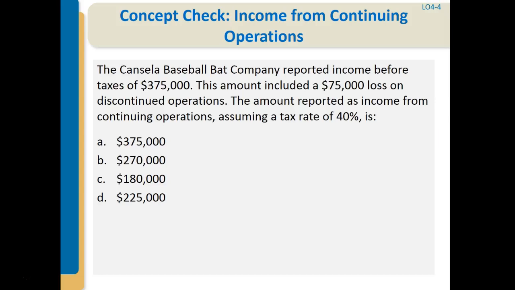Let's take another question here. The Kinsella Baseball Bat Company reported income before taxes of $375,000. This amount included a $75,000 loss on discontinued operations. The amount reported as income from continuing operations, assuming a tax rate of 40%, is A, $375,000, B, $270,000, C, $180,000, or D, $225,000.